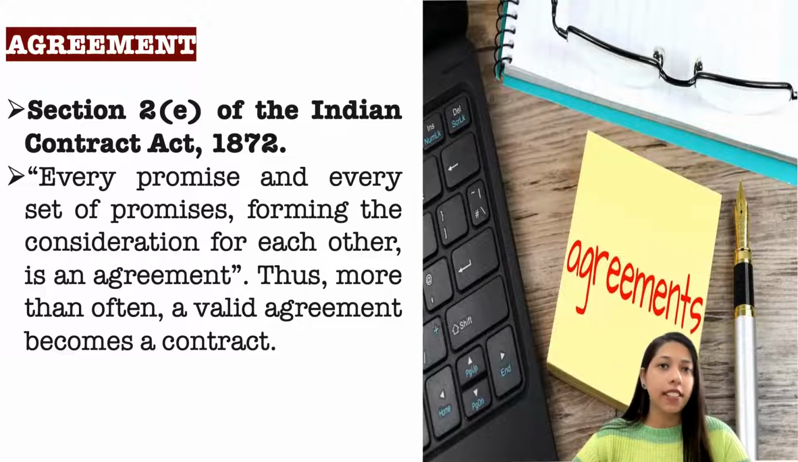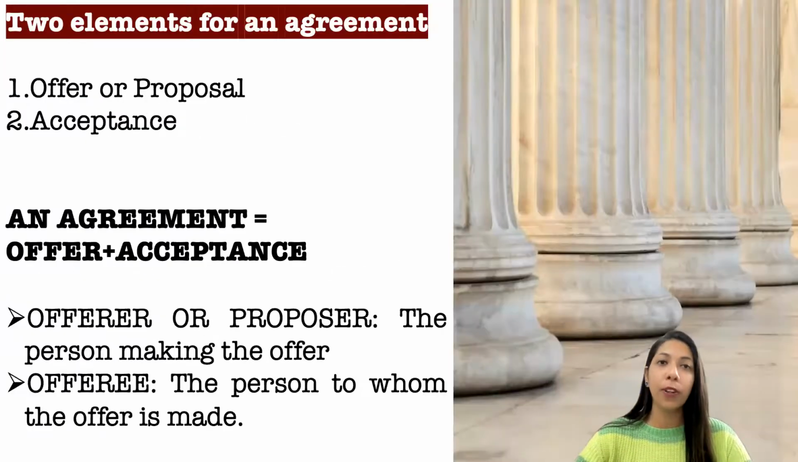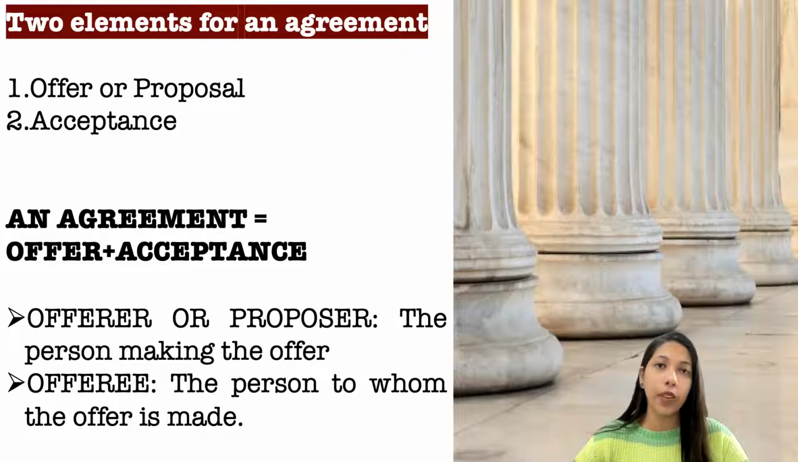So there are mainly 3 aspects: a promise or a set of promises should be there, there should be consideration, and it turns into an agreement. We are going to learn in detail what you mean by agreement. By learning the definition in section 2 subclause E, we can conclude that there should be 2 elements. The first one is offer or proposal. Students, the words offer and proposal are of the same meaning, just that in Indian law we use the word proposal and in English law we use offer. The second one is acceptance.